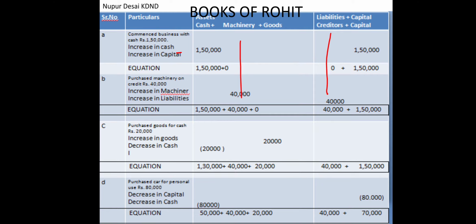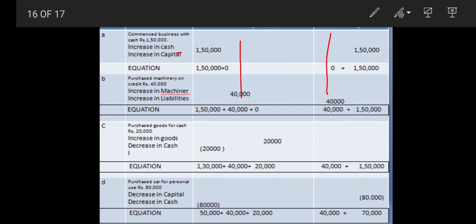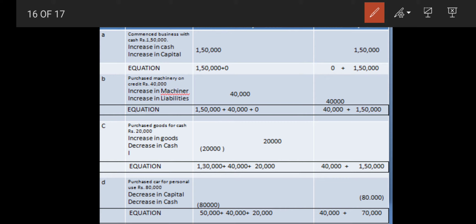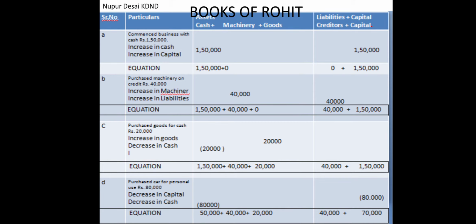Then comes your next, purchase goods for cash rupees 20,000. So it is implied that they had purchased goods on cash. Now cash will be reduced by 20,000 and goods will be the new column to be introduced for 20,000. So cash and goods will be introduced here. So ultimately the equation will be set up on both the sides in the same way, 1,90,000, because 20,000 from cash decreases, but at the same time on the asset side goods also increases.